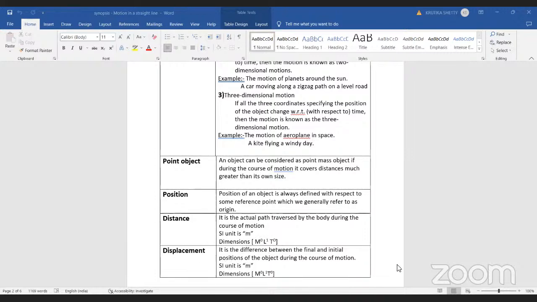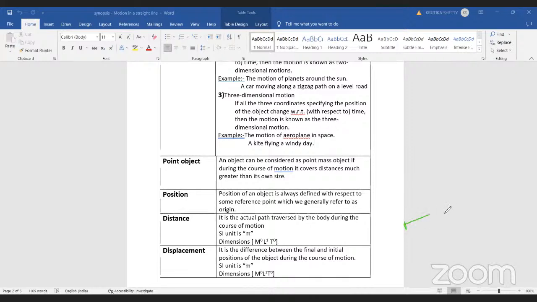So what about displacement? Distance and displacement have the same units, but the physical meaning is different. So what is the difference here? Displacement is defined as the difference between the initial and the final point.